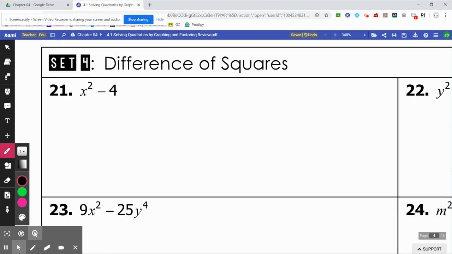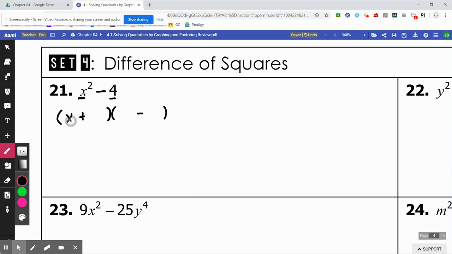Okay, set number 4, we're factoring difference of squares. Probably the easiest of the factoring. Difference of squares will always factor into conjugates. Here's what we mean by difference of squares. Perfect square, x times itself. Perfect square, 2 times itself. Difference means we have subtraction. Difference of squares always factor into conjugates, so you'll put a plus sign and a minus sign.